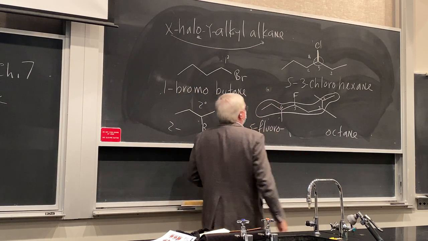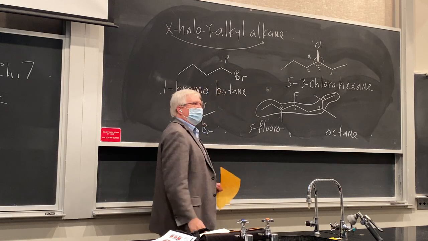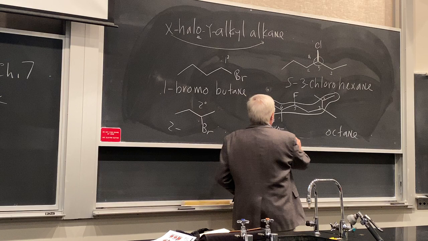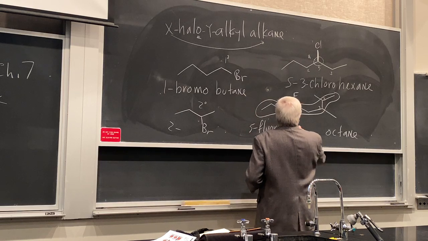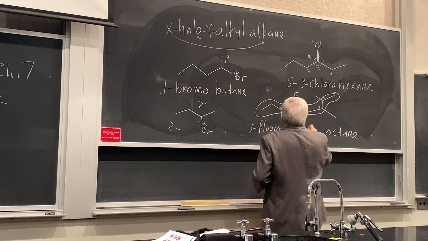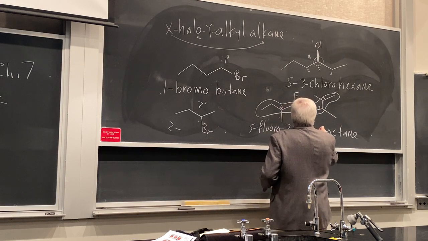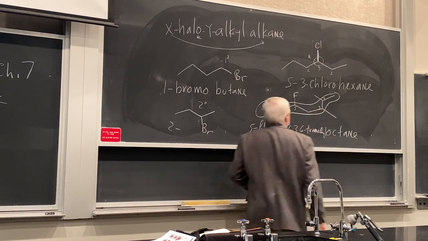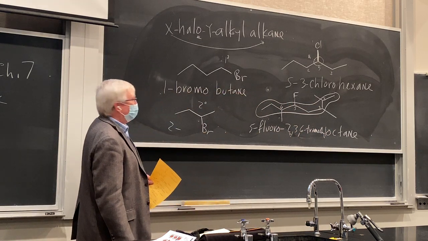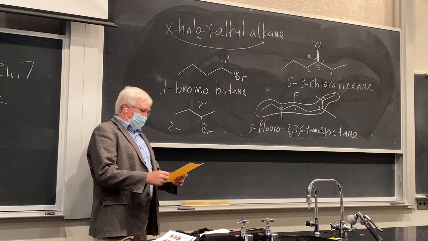And we don't have any stereochemistry shown, so we don't have to worry about it. Okay, they're all just standard lines. And then we've got what? 2, 3, 6 trimethyl. Sorry, that's kind of small. 5 fluoro, 2, 3, 6 trimethyl octane. Everybody okay with that one?